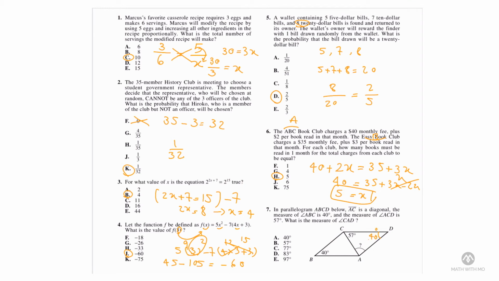Now we have 40, 57, and this is unknown. So basically that unknown is 180 minus 40 minus 57. Why? Because we have a triangle here, and the sum of the triangle angles is 180. So this is going to be 140 minus 57, which is 83 degrees.